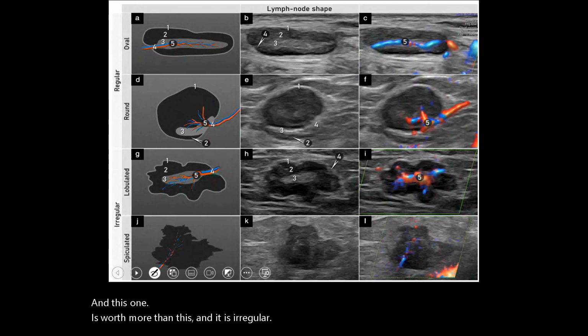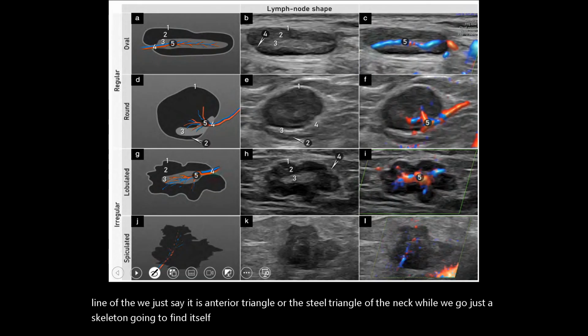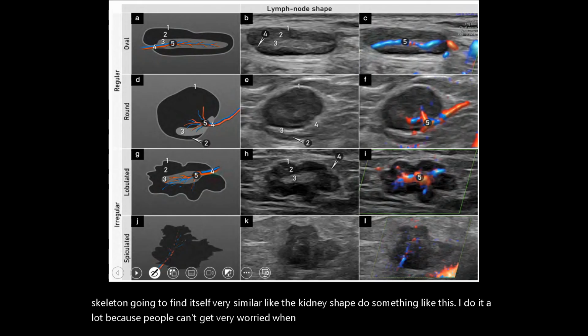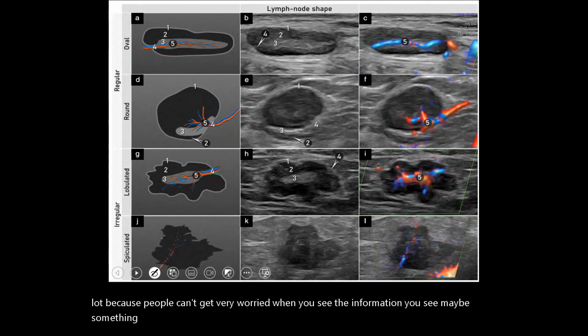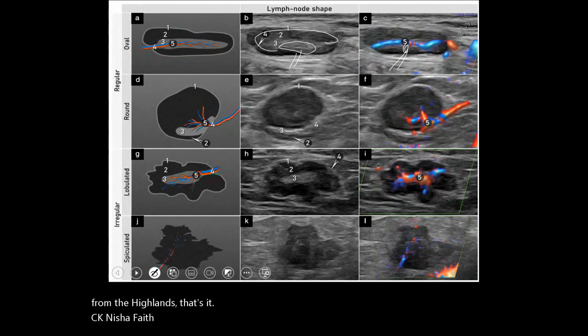We can go to the neck. You can see in the neck, usually anterior or posterior; you just say it is in the anterior triangle or posterior triangle of the neck. When you scan it, you find it very similar to a kidney shape. I do this a lot because people get very worried when they feel a lymph node, and it is just a lymph node, a kidney shape with something coming from the hilum. Kidney shape, hyperechoic fat, this is normal, and then just blood vessels. You find small blood vessels coming out.